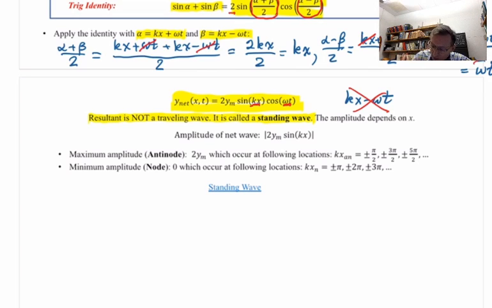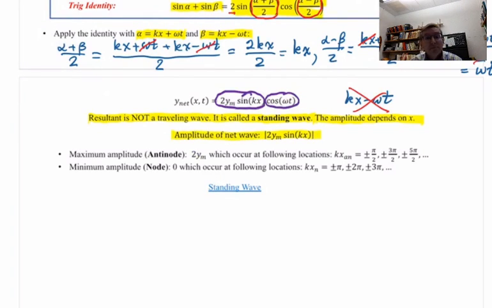And here's what we'll do. We'll take the part that depends on time. Of course, that's this part, cosine omega t. That's the oscillatory part, if you like. That's the wave part. Everything multiplying the time-dependent part will be called the amplitude. So the amplitude of the wave is the absolute value of 2y max sine kx. Okay? But the point is the amplitude now depends on x. So here it is. The amplitude of the net wave is 2y max sine of kx.